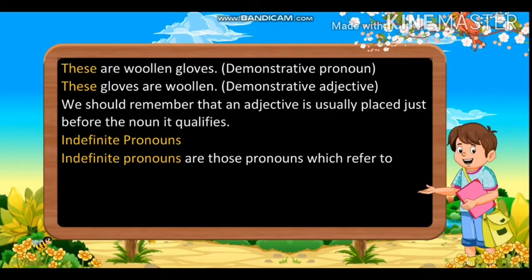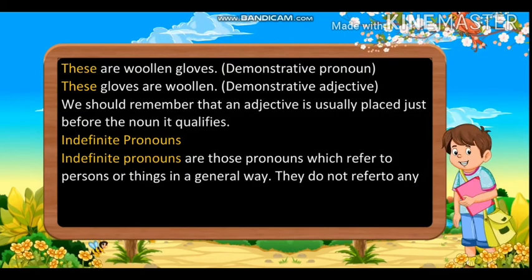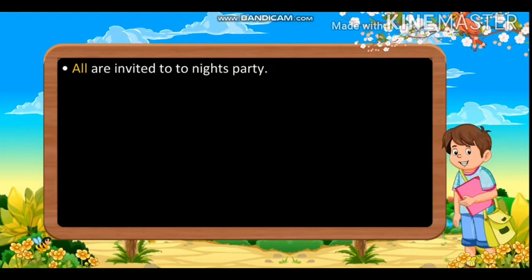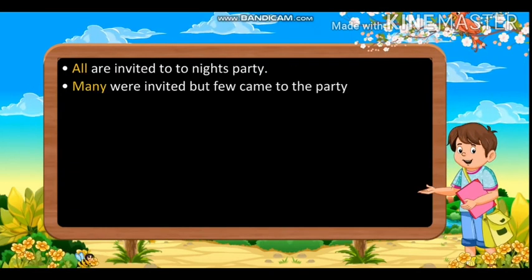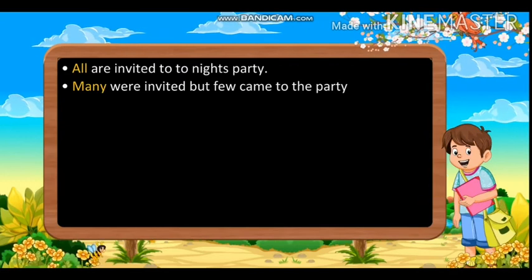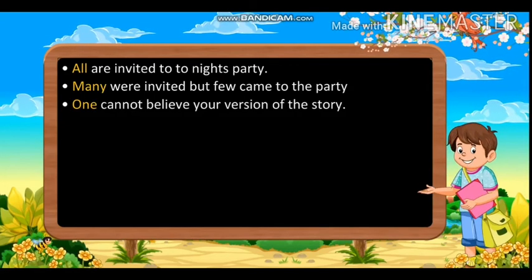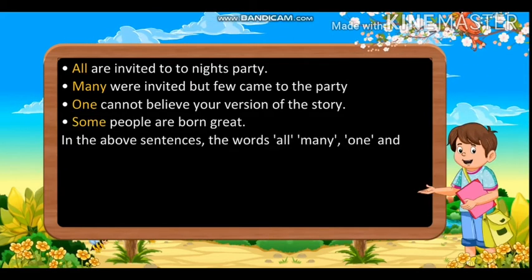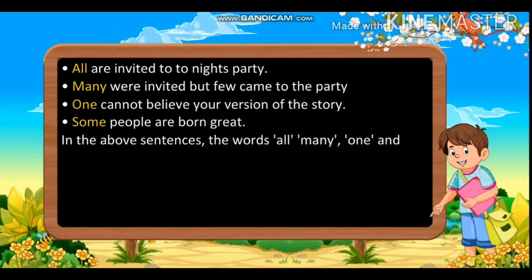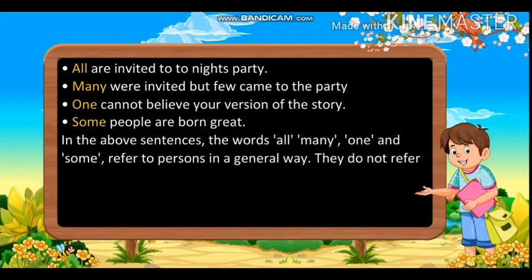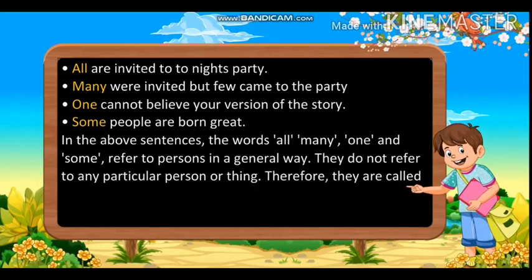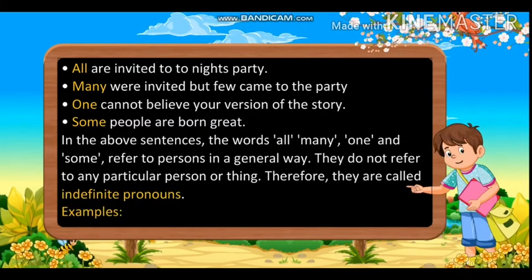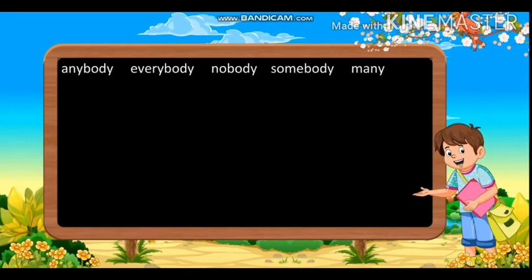Next, indefinite pronouns. Indefinite pronouns are those pronouns which refer to persons or things in a general way. They do not refer to any particular person. All are invited to tonight's party. Many were invited, but few came to the party. One cannot believe your version of the story. Some people are born great. Now, in the above sentences, the words all, many, one, and some refer to persons in a general way. They do not refer to any particular person or thing. That's why they are called indefinite pronouns.